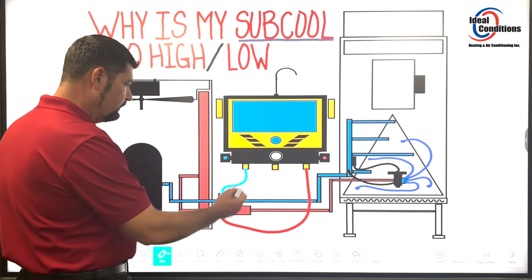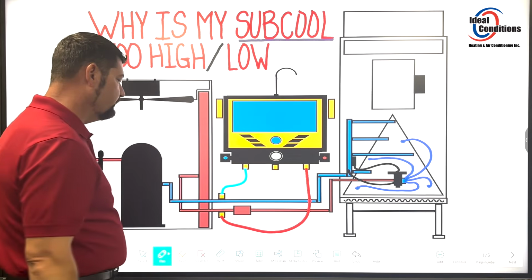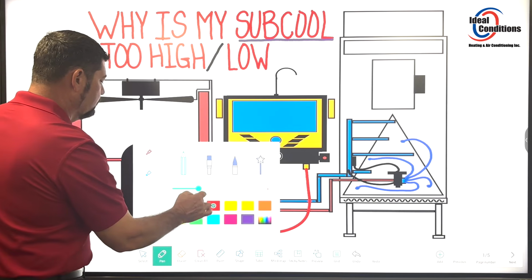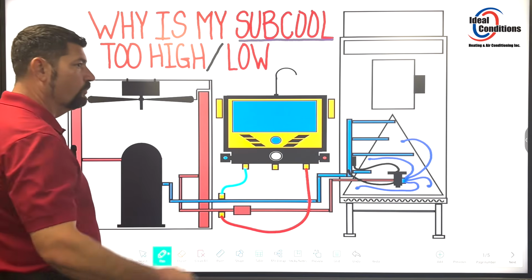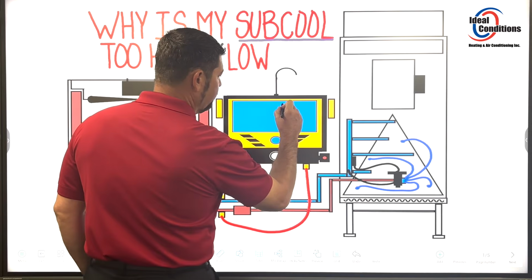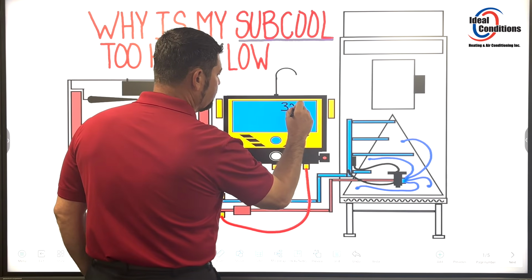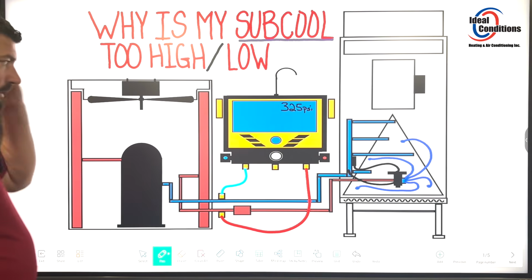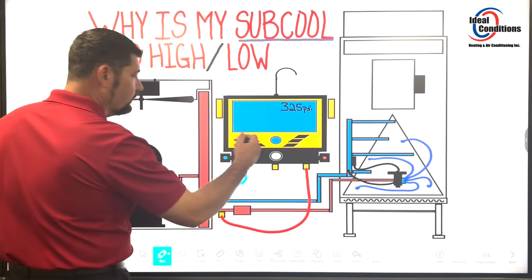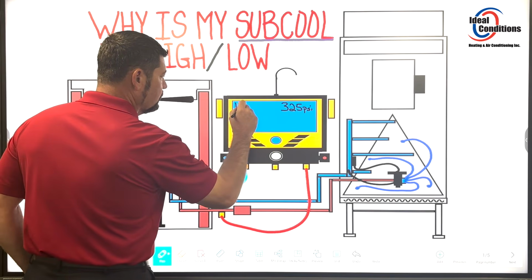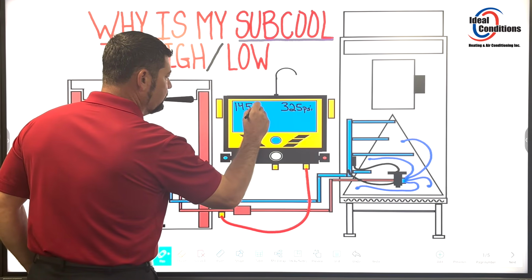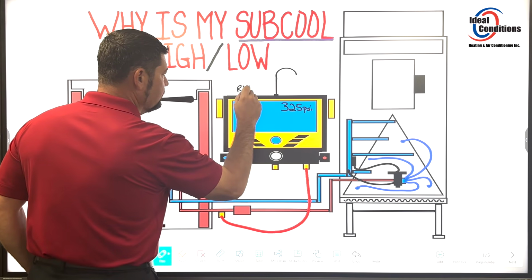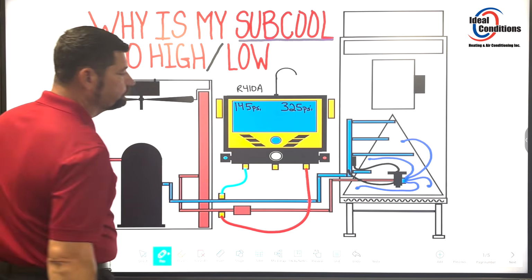And then we're going to have to get more data. That's not going to be enough data. But let's see what kind of data that we probably can pull off of that. We'll just put some numbers up there. We'll say that over here I'm reading 325 PSI. And say over here I'm reading 145 PSI. And we're just going to say that we're working on R410A, right?